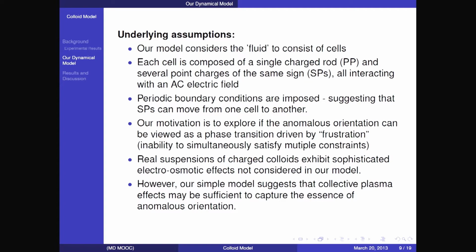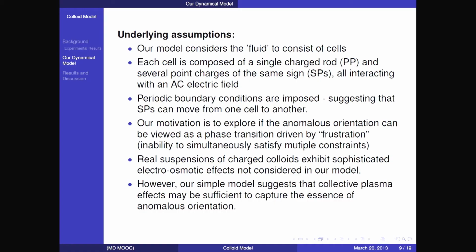There's a caveat here. Charged colloids in real suspensions are very, very complicated. Things move around with time. There are hydrodynamic effects that need to be taken into account. And taken together, they're called electroosmotic effects. We're ignoring all of them. We're simply looking at it from an electrostatic perspective and asking ourselves the following question, which is: can a simple model which takes into account what are called collective plasma effects, meaning collective effects of lots of charges, be sufficient to capture the essence of this anomalous orientation? So that's our motivation.